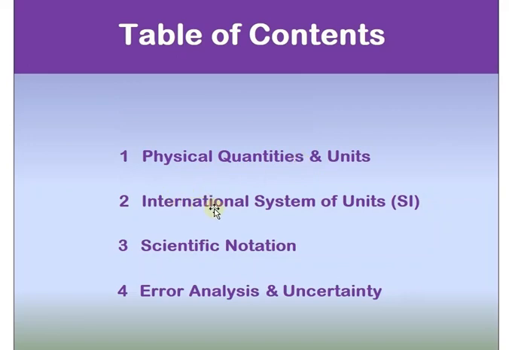Topic number 1.3 is the International System of Units, SI units, in which we will discuss the types of SI units. Scientific notation is also included, and the convention for indicating units. How can we write SI units? What are the rules for writing the SI units? Topic number 1.4 is error analysis and uncertainty.